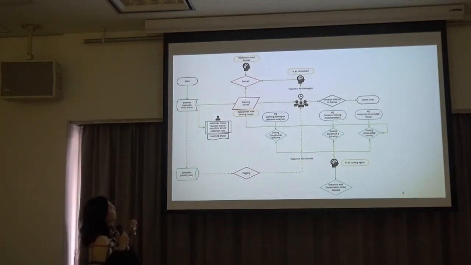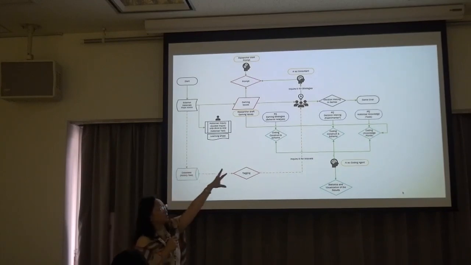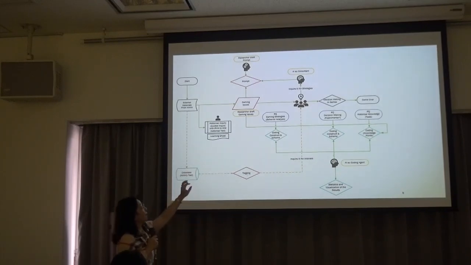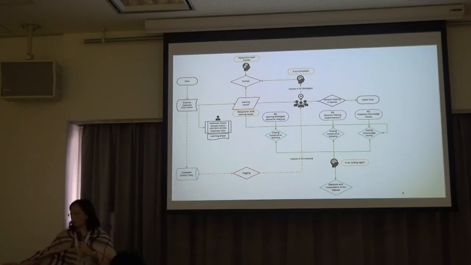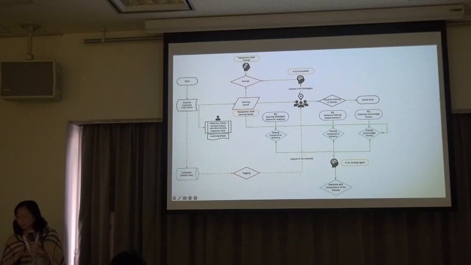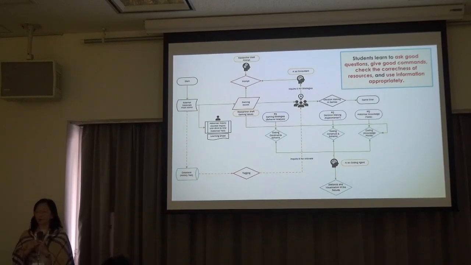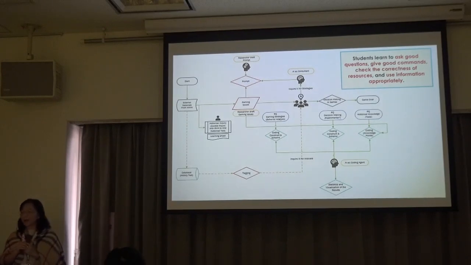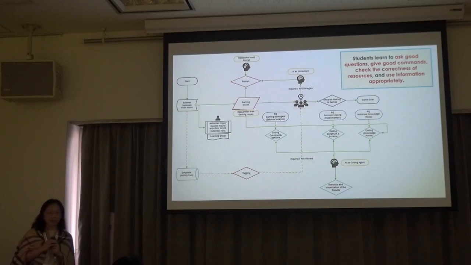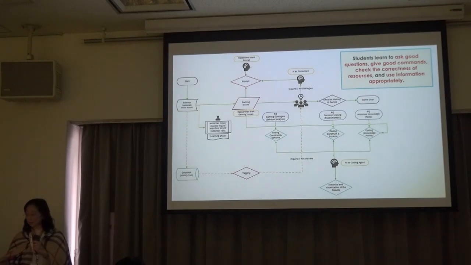We get materials from the external World Wide Web for historical content and make them into gaming issues, so the students work in groups to make decisions in our game. In this process, we use AI as the AI consultant. Students will learn how to ask good questions. They have to learn to give good comments to the AI, and they also have to check the correctness of the resources and then use the information appropriately.